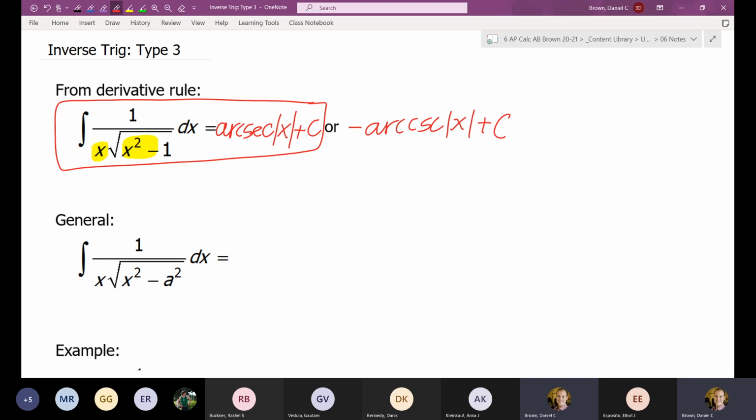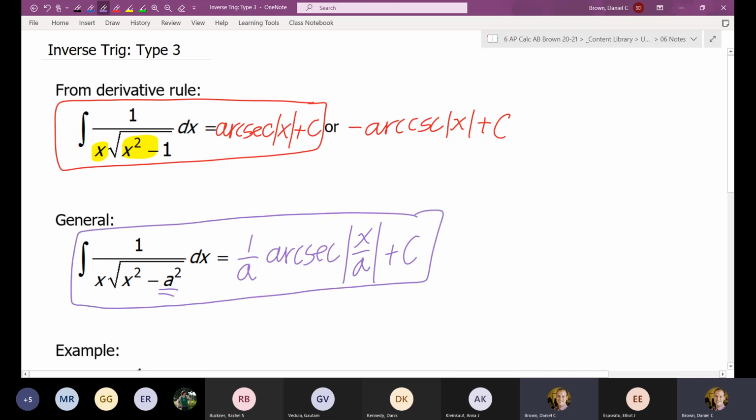Of course, like all the other ones, that 1 is often not a 1. We will have a number there that we need to identify, still using that a value instead. Arc secant is going to be like the arc tangent one, so it will have a 1 over a in front. And then we have the arc secant of the absolute value of x over a plus c. And there is your third of 3 rules and final integral rule you'll need to know for this class.